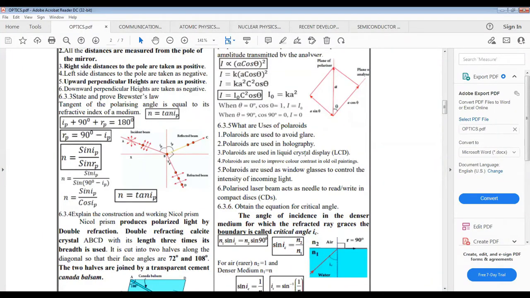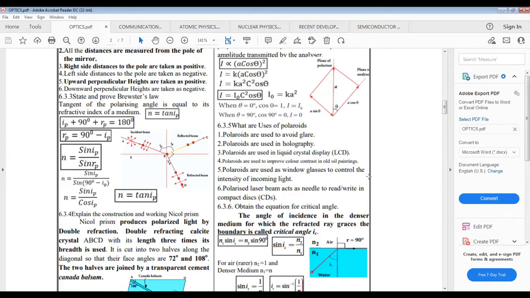If you don't know liquid crystal display, you write LCD. Light emitting diode is LED and LCD is liquid crystal display. Polaroids are used to improve color contrast in oil painting. Oil painting is the main point, old oil painting. Polaroids are used as window glasses to control the intensity of incoming light. Polarized laser beam acts as a needle to read and write in CD. It is used to read and write CD, that's all.